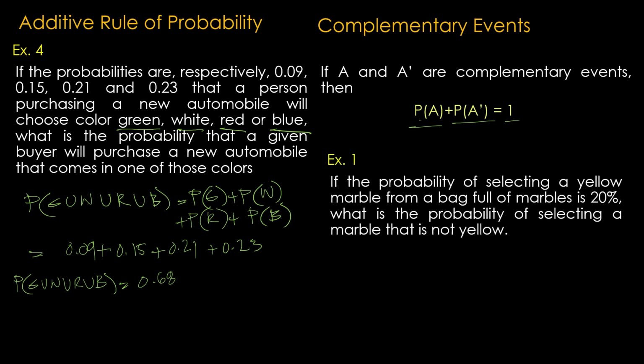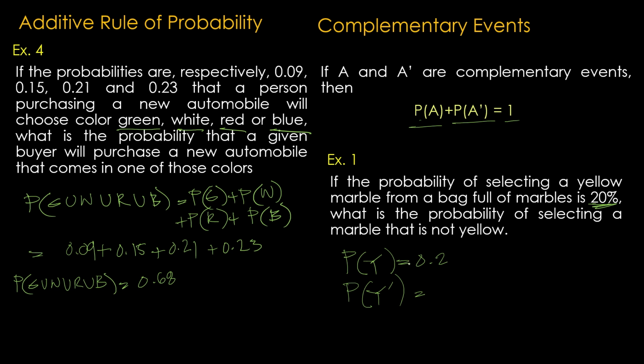Example. If the probability of selecting a yellow marble from a bag full of marbles is 20%, what is the probability of selecting a marble that is not yellow? So this means that the probability of selecting a yellow marble is equal to 20% or 0.20. Okay? If the probability of getting a yellow is 0.2, what is the probability of getting a not yellow, or yellow complement?